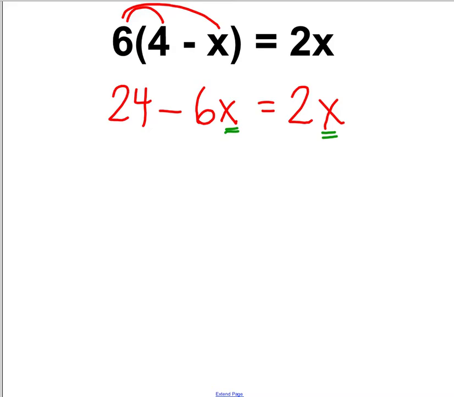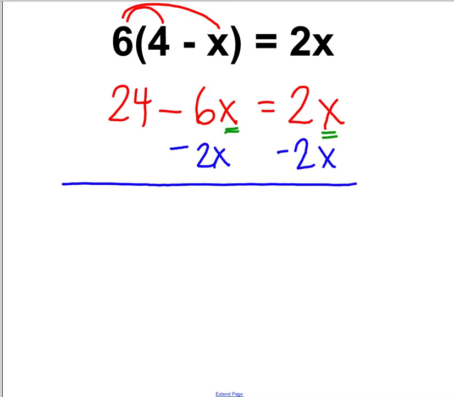Now, some people might think to subtract 2x on both sides. You can totally do that. Remember, you can do whatever you want as long as you do the inverse. But then your equation is going to be 24 minus 6x and minus 2x is minus 8x. And what's left on the right side? 0. That's not wrong. You just have to do one more step. So you're actually making more work for yourself.